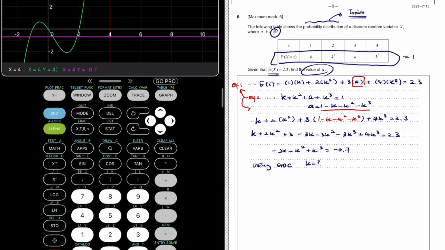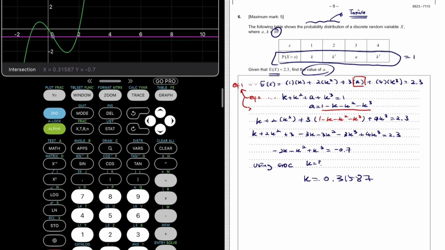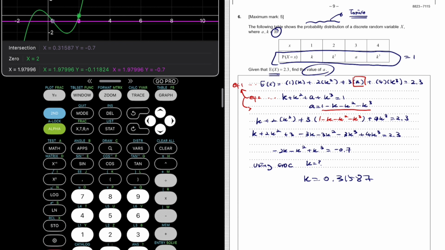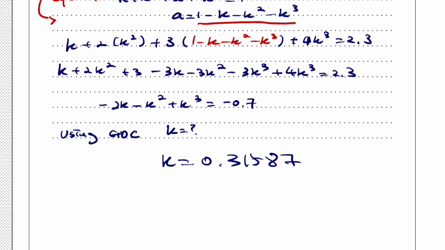We go to the intersection option, then set the left bound and the right bound. Then we found our intersection point. The k value is equal to 0.31587. You must be wondering why I'm not finding the second intersection point. We know that this k value is a probability, which means it needs to be less than 1. But when you look at the second intersection point, it's already greater than 1, so the second intersection point is not valid for this case. Now we have found the k value.